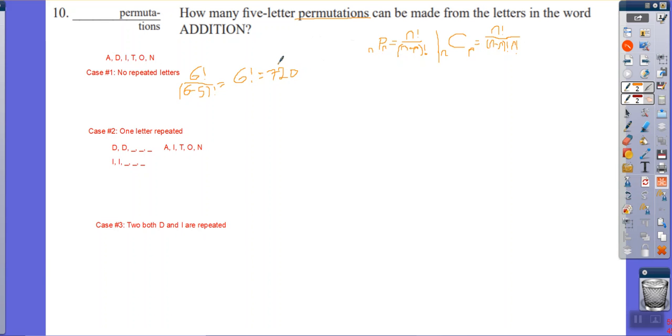Make that look a little more like a 2. And so that's how many permutations we have with no repeats. So then that brings us to the next situation, case 2. And this is probably the more difficult of the two.